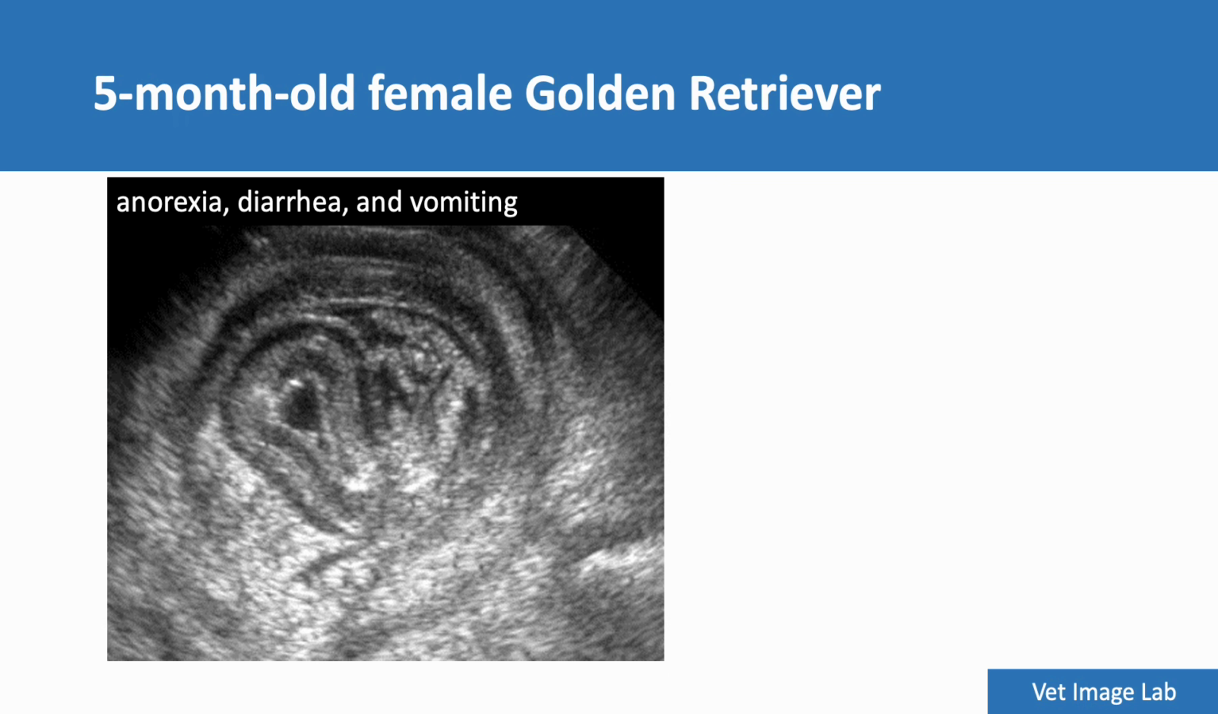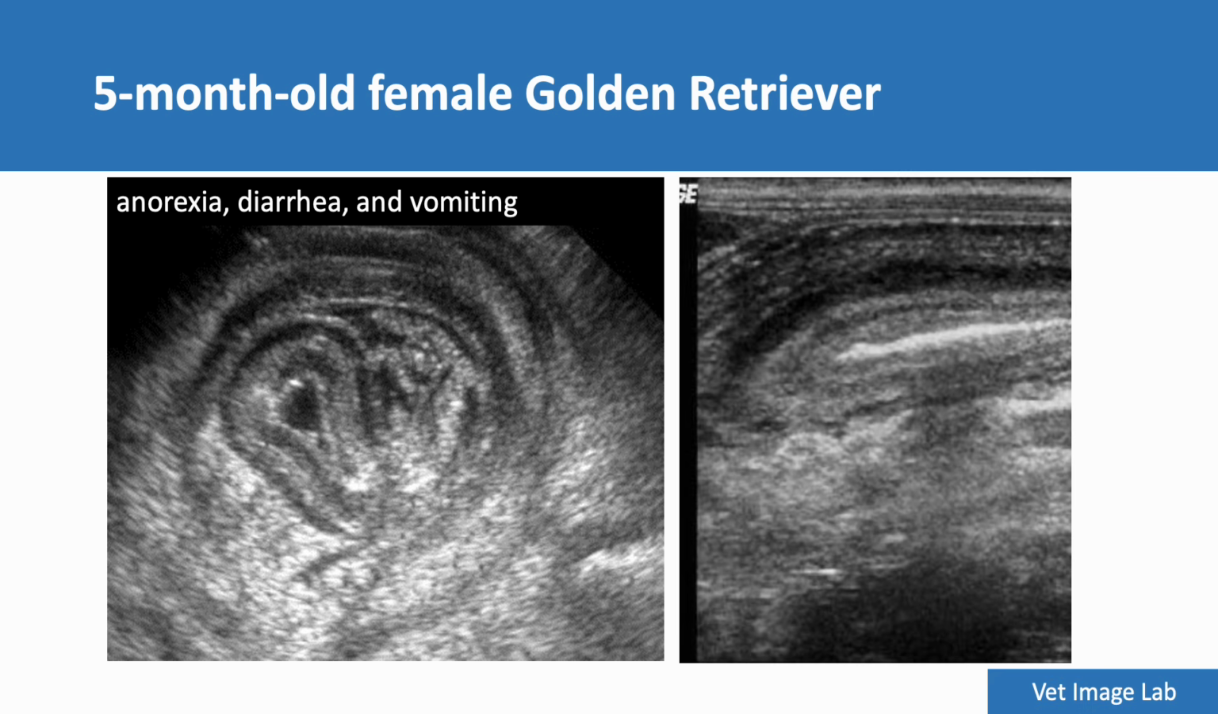Let me give an example. This is a 5-month-old female golden retriever with anorexia, diarrhea, and vomiting. In the transverse ultrasound image on the left, we can see a small intestinal segment inside the outer bowel loop. We can also identify hyperechoic mesenteric fat within the lesion. This creates the typical target sign.